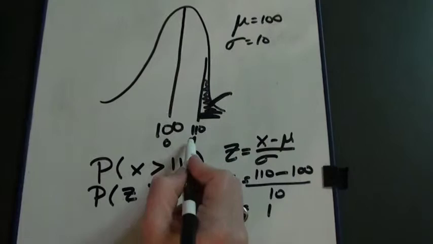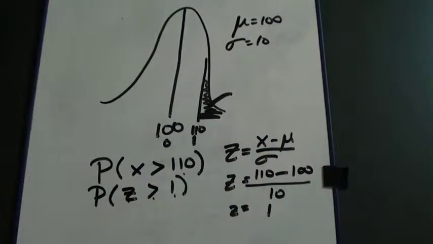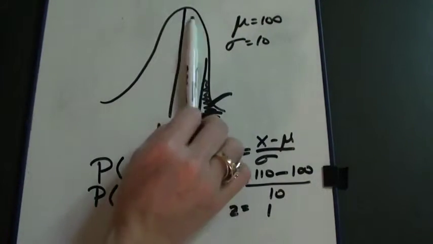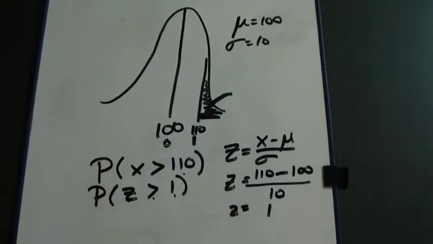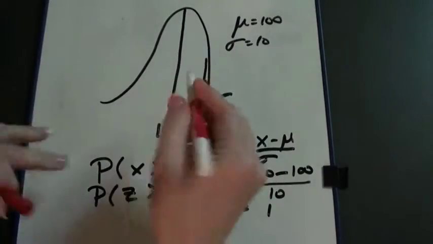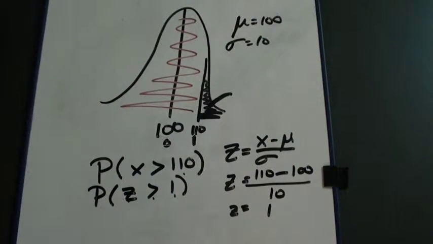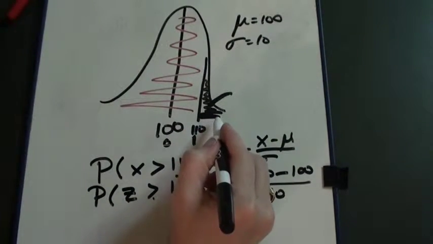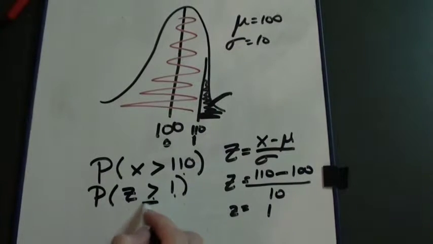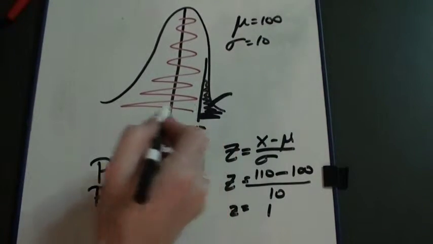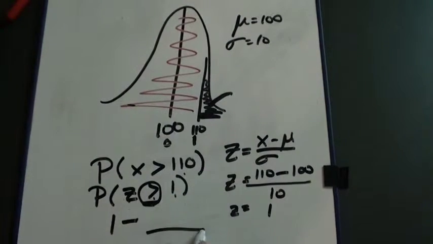Now when we go look up 1 in our table, like I said before, it's going to show you the probability of being less than 1. So when you look it up, it's going to show you all of this area. But we want to know the probability of being greater. So if it has a greater than sign in it, you're always going to say 1 minus the number in the book, because the number in the book is the less than number.